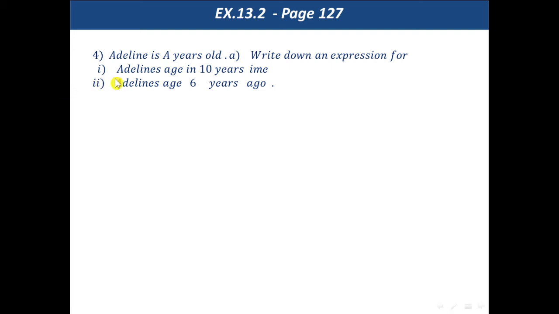First, number I, Adeline's age in 10 years time. So I'm sorry, I forgot the T here. So how old is Adeline in 10 years time? That means her age plus 10 years. That's all. And how old is she 6 years ago? So it is her age minus 6 years. That's all. This is the mathematical expressions.